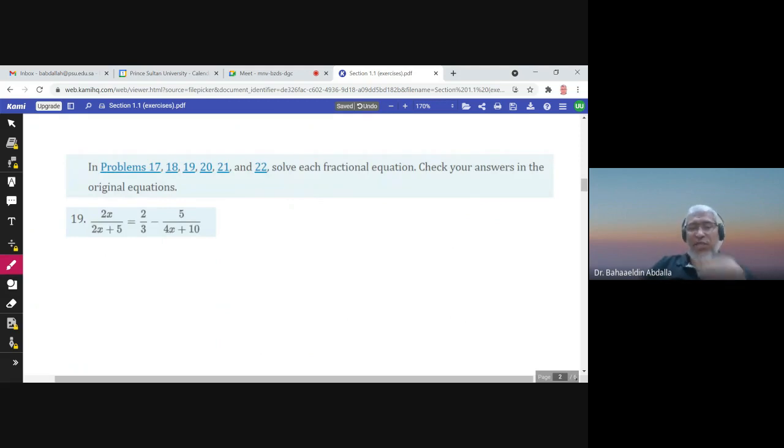Solve each fractional equation. Here we talk about fractional equations. Check your answers in the original equation. I have denominators. I have 3, I have 2x plus 5, and I have 4x plus 10. Notice that 2 times 2x plus 5 is 4x plus 10. So actually 4x plus 10 is 2 times 2x plus 5.